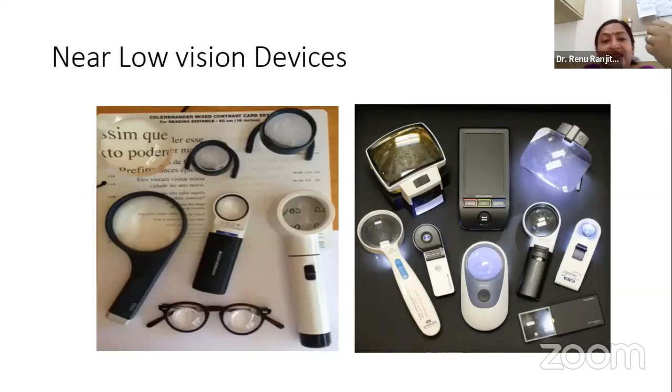We get handheld devices, stand magnifiers, wall mounted magnifiers with illumination and without illumination, and they are really very easily available. It is not that you cannot get them; they are available. We do have pocket magnifiers, dome magnifiers, and bar readers, which give magnification starting from 2x to 12x, 14x also.